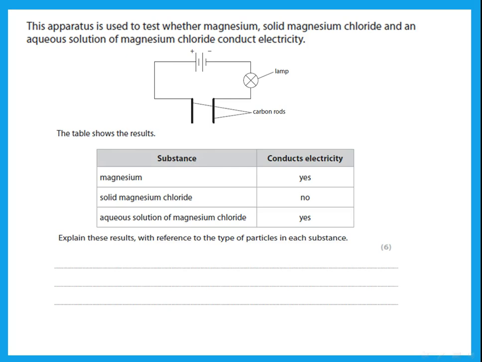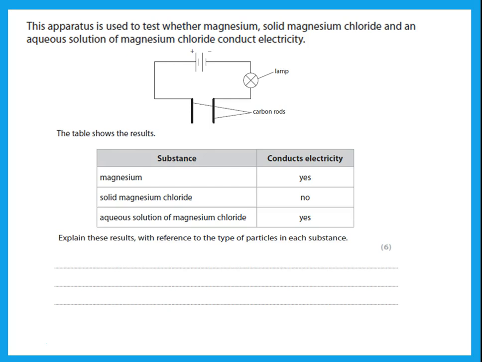Okay, let's try a question. This is a possible question that you could have. This apparatus is used to test whether magnesium, solid magnesium chloride, and an aqueous solution of magnesium chloride conduct electricity. So he has three things: magnesium, solid magnesium chloride, and aqueous magnesium chloride. He found that magnesium conducts electricity. The aqueous solution of magnesium chloride conducts electricity, but the solid does not. And he's asking to explain these results with reference to the type of particles.